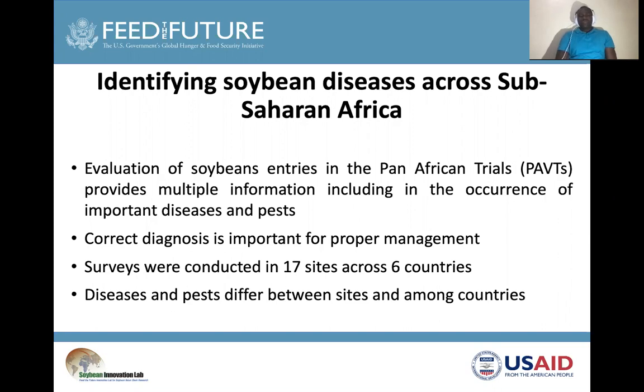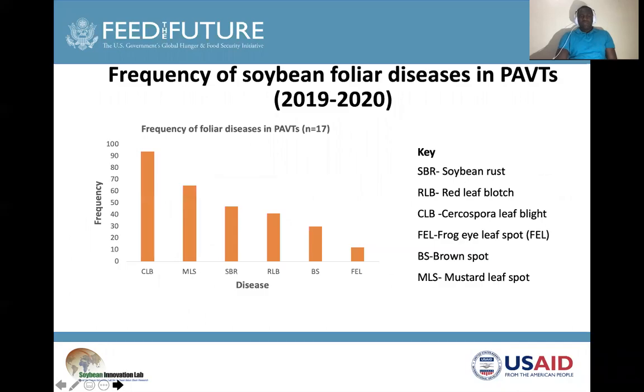The soybean diseases resemble each other in terms of their symptoms, and therefore correct diagnosis is important for proper management. For this research, we did a survey in 17 sites across 6 countries, and we observed that the diseases and pests differ between sites and among countries. We also looked at the frequency of the diseases in the Pan-African variety trials in the season between 2019 and 2020.